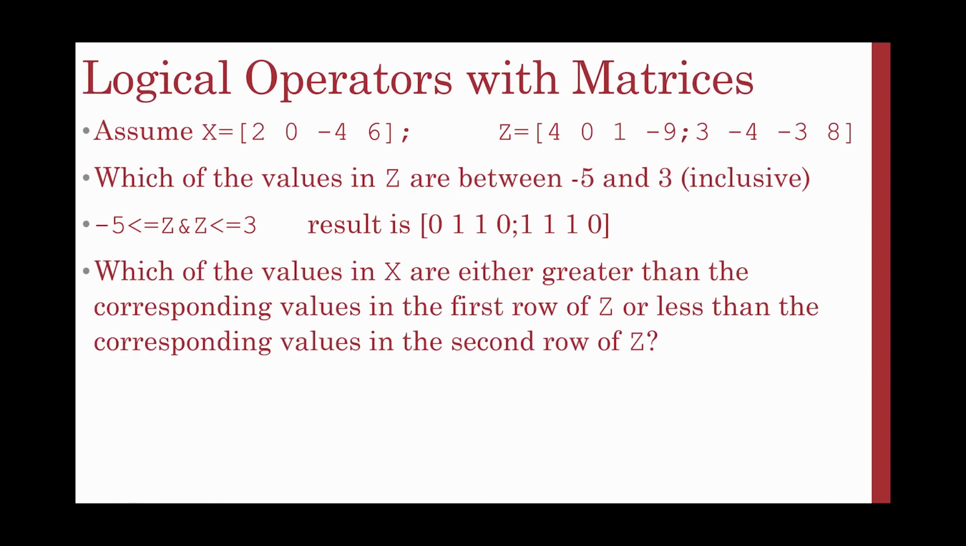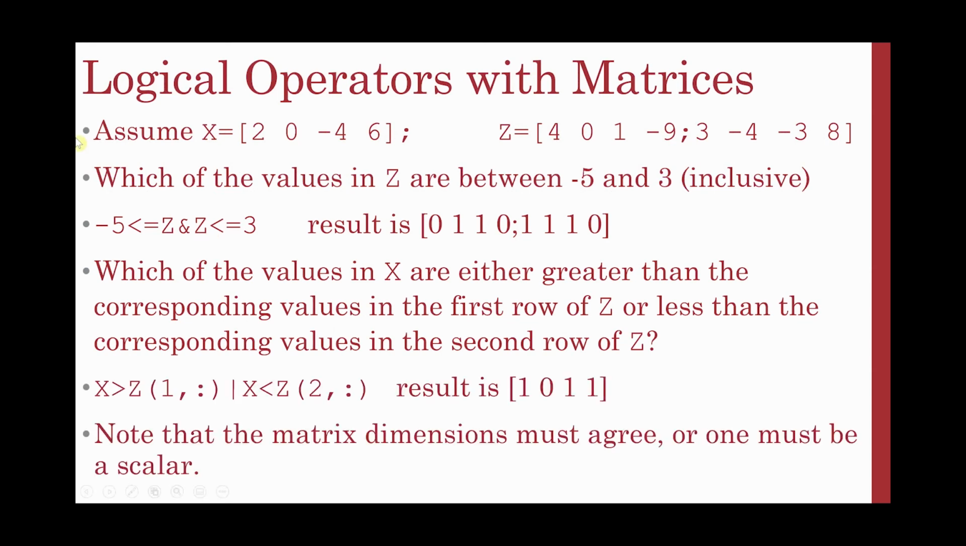Then it asks which of the values in X are greater than the corresponding values of the first row of Z, or less than the corresponding values of the second row of Z. So I can say which values of X are greater than the first row in all those columns, or less than the second row in all of those columns. Your matrix dimensions must agree, or one must be a scalar in order for you to use this element-wise type of calculation. Just like when we're doing multiplication and division, if you have different numbers of elements, it can't perform an element-wise calculation.